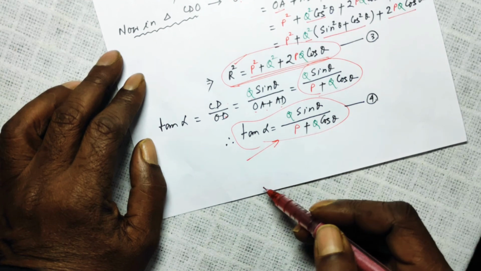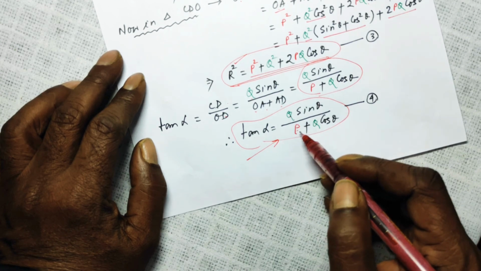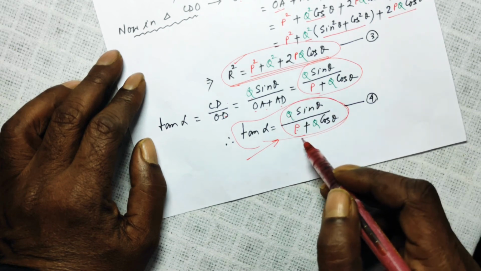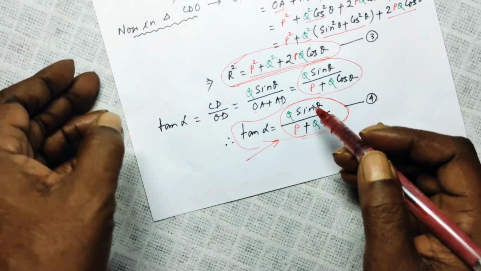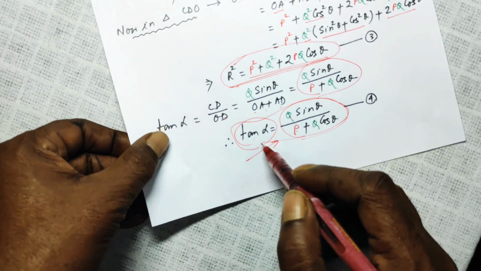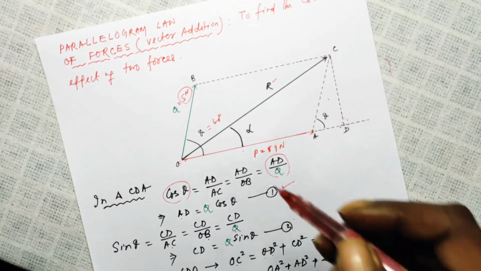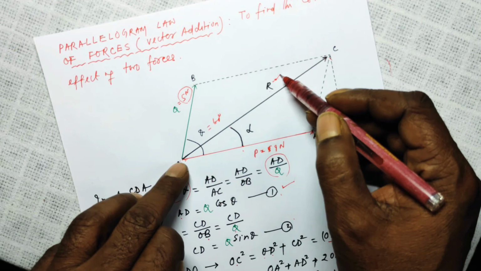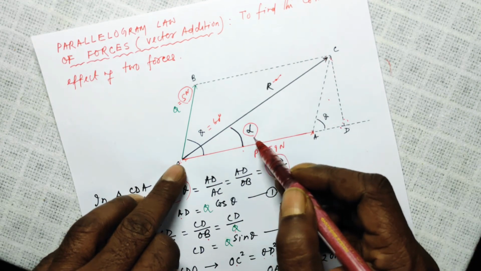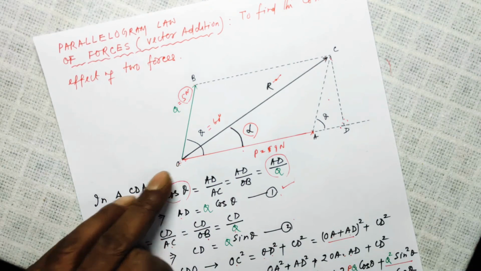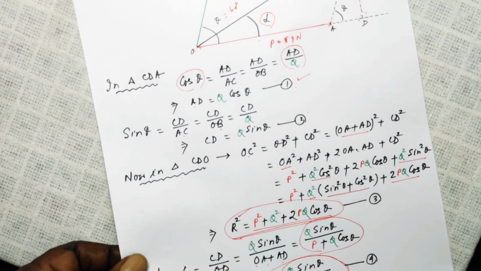And what will this give us? If you know the value of Q, theta, P, then all these things are known. You will get a number. You take it, then alpha will be tan inverse of that. This will give you the value of alpha, which tells you in which direction R is acting with respect to P. That is what you can find out. So this is your parallelogram law of vector addition.